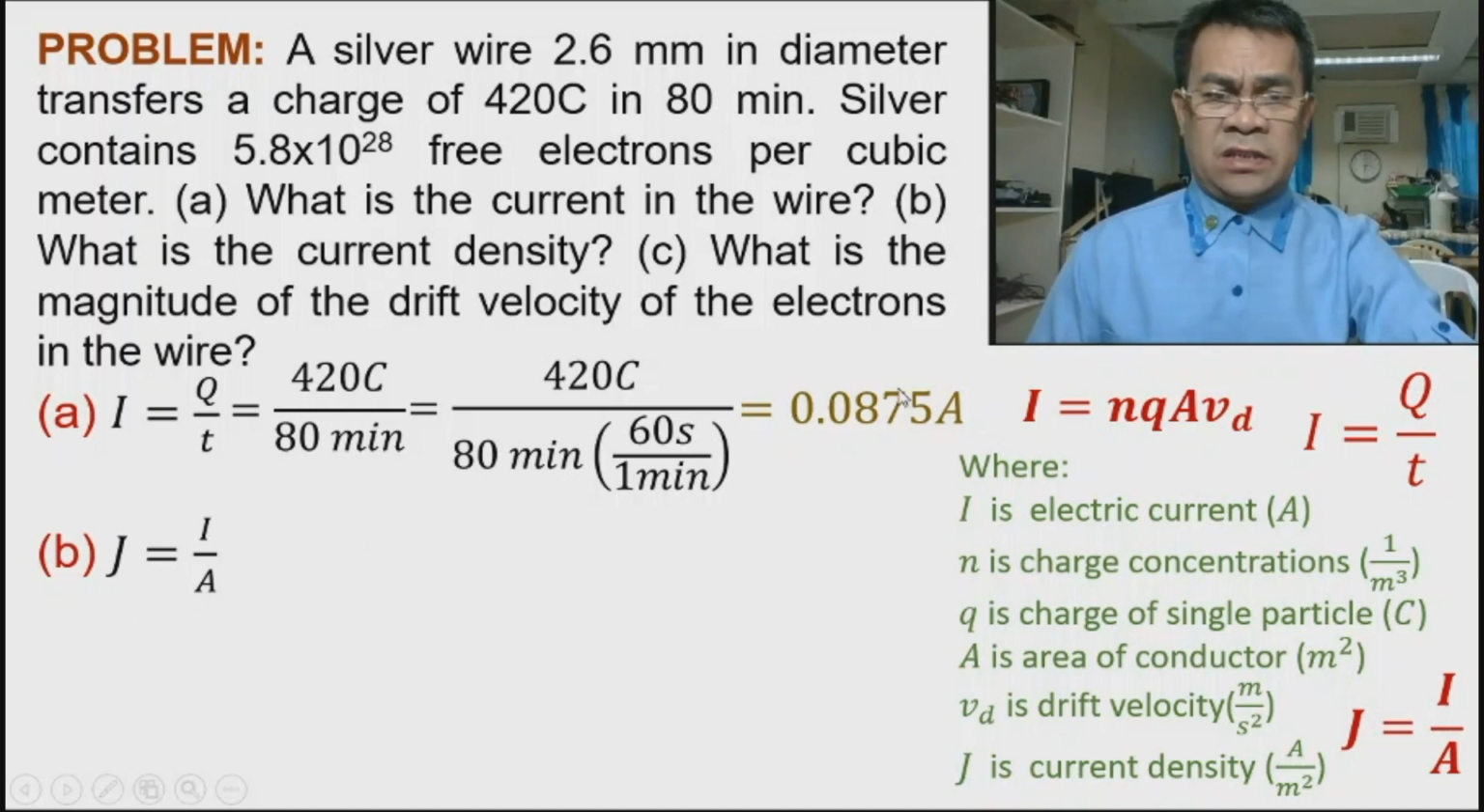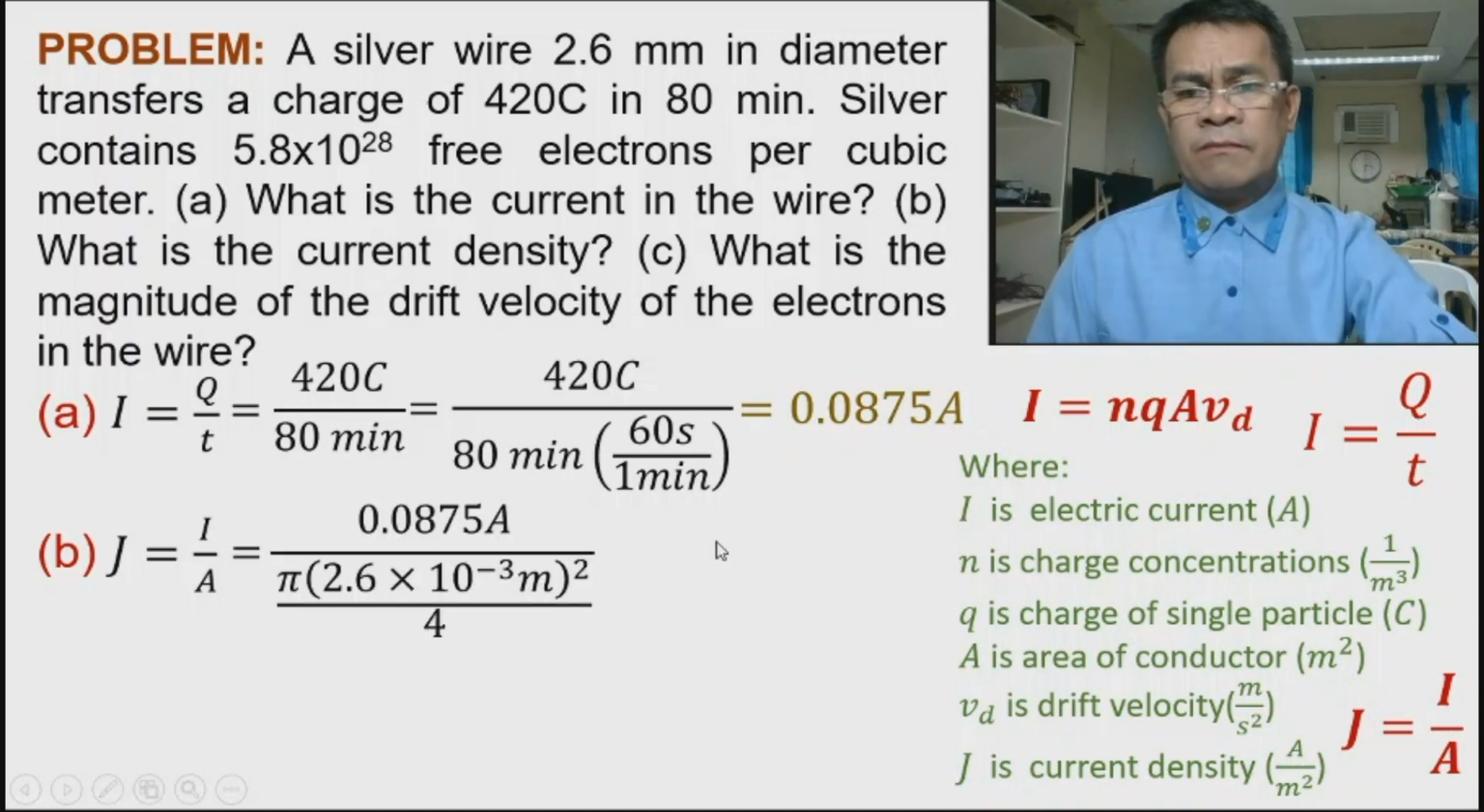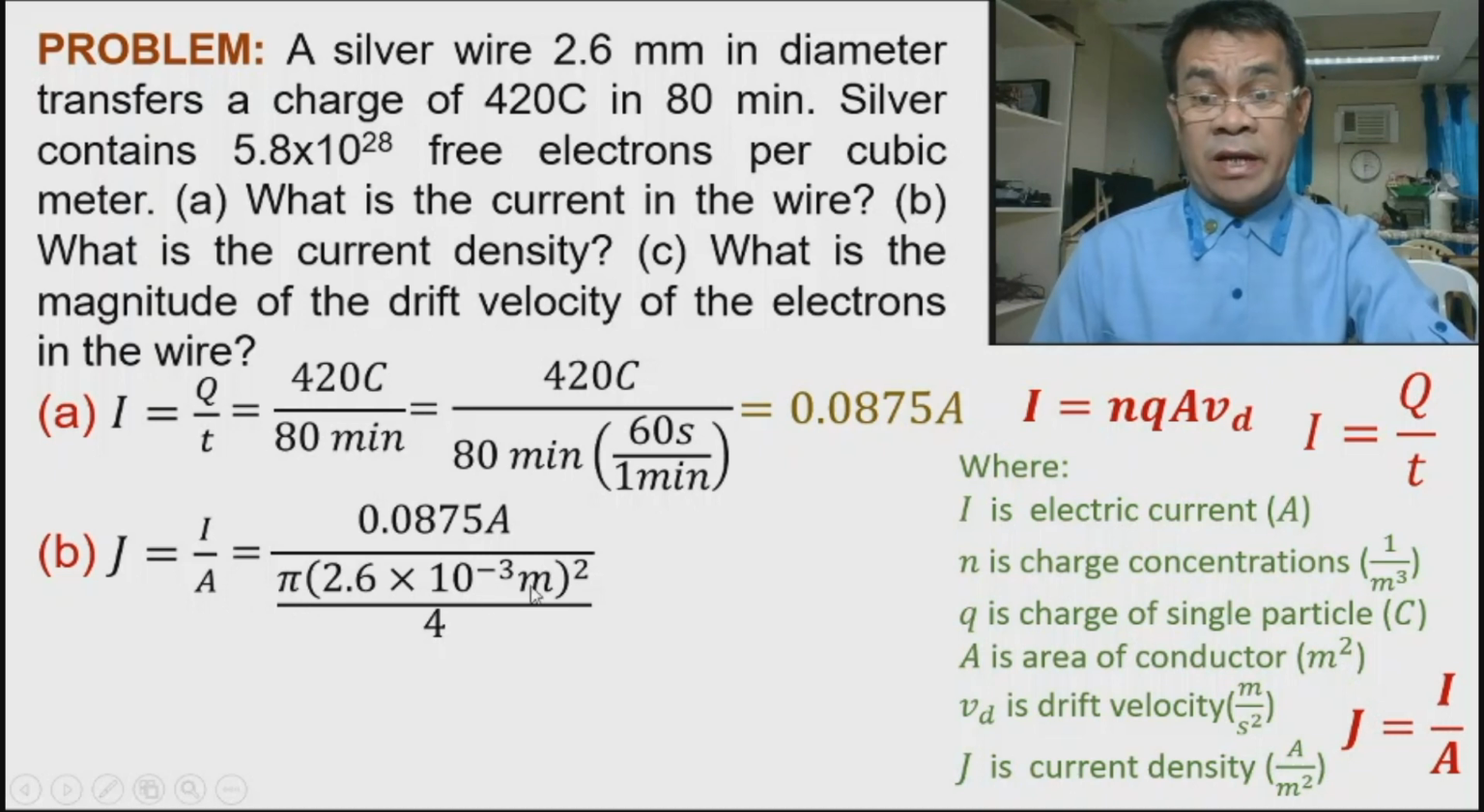So I is equal to 0.07875 A. Then the area is pi d squared over 4, because the diameter is given. Look at this one, 2.6 mm. We need to convert this for consistency. Convert this to meters, so this should be multiplied by 10 raised to negative 3. Then square it, then divide by 4.